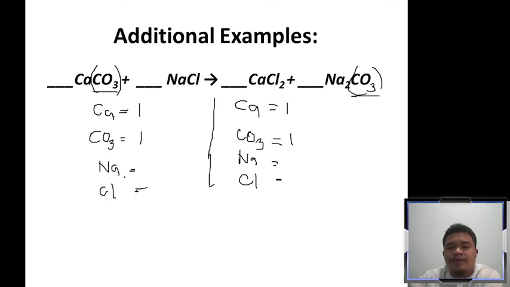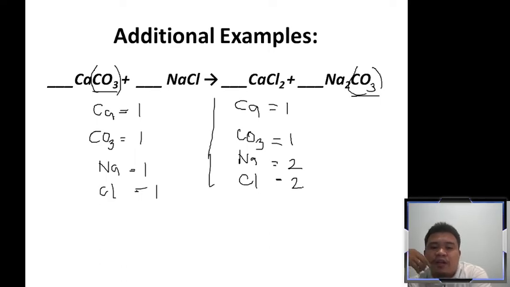Okay? How about Na? Na on this side is 1. Now as you can see, Na here on the right side has a subscript, so that means that's 2. Now Cl here is 1 and Cl here on the other side is 2. How do we balance this chemical equation?